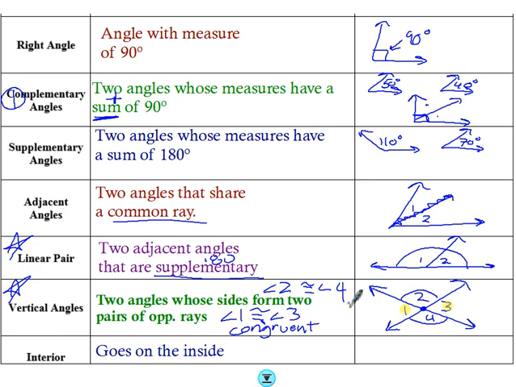Finally, the last vocab word here is interior. Interior is just something that goes on the inside. So if I had an angle here, and I said that it was angle ABC, and I told you that point D was interior to that, that just means it's inside this angle. So you would put point D here, and then you can draw that line.